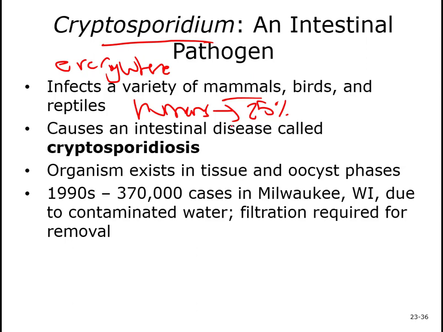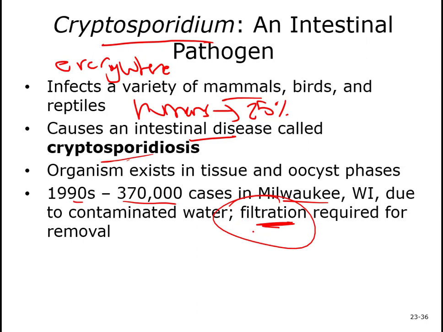This is an intestinal disease. Where we see it the most is in improperly filtered water. I guess in the 90s, there were about 370,000 cases in just one city, Milwaukee, because they had a problem with their water filter. So all these people were getting infected with the disease. Chlorine might not necessarily kill protozoa. Remember, the cysts can survive the chlorine. So filtration is really the only way to ensure there's no protozoa in the water.